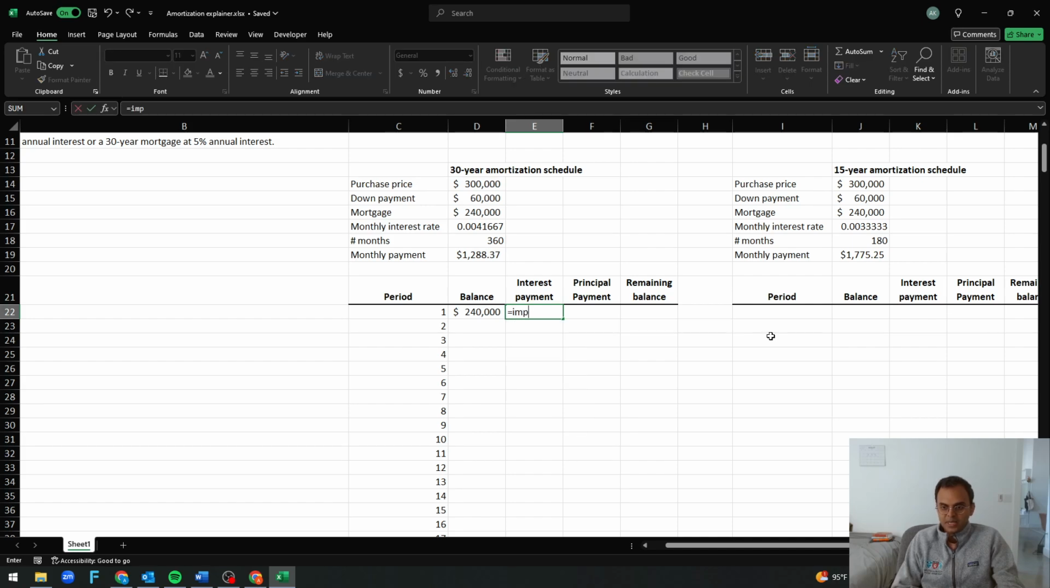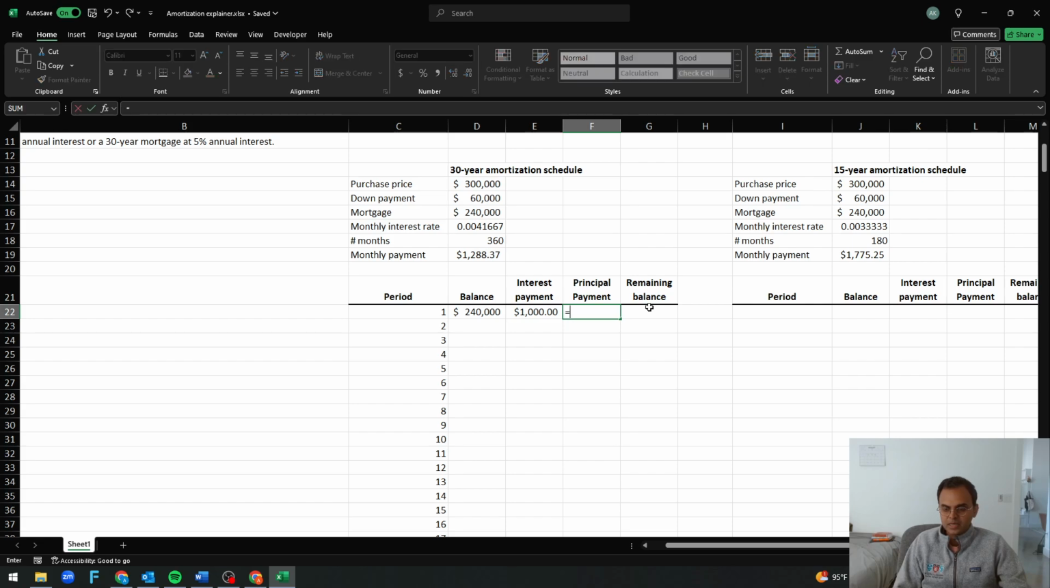The interest payment, we use the IPMT function. So the rate is this. The second term is the current period, so we lock that into C. Third thing is the number of periods. The present value is this, but negative, and then the future value is 0. And so we can see that for the first month, the interest payment is going to be this amount times 5% divided by 12.